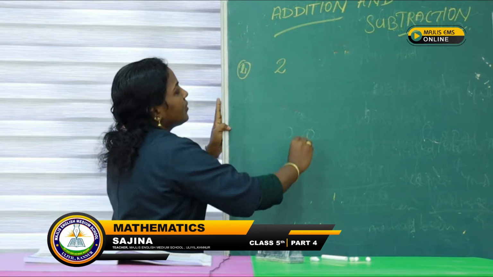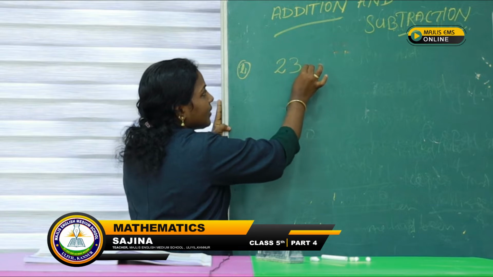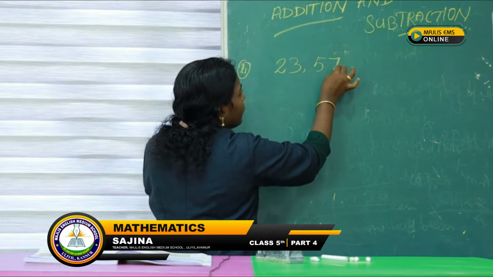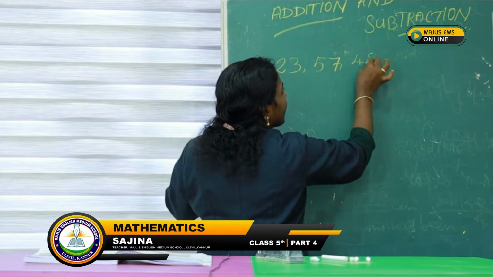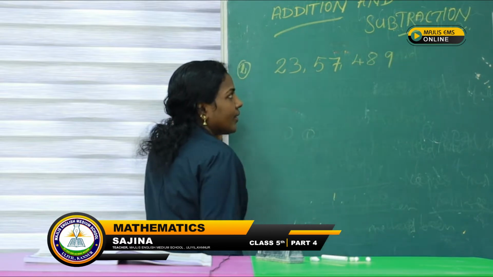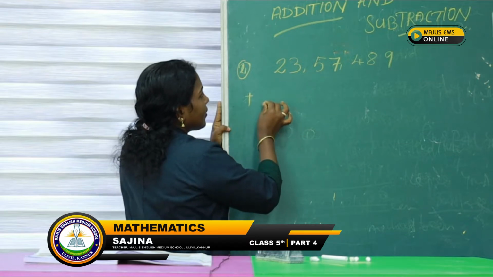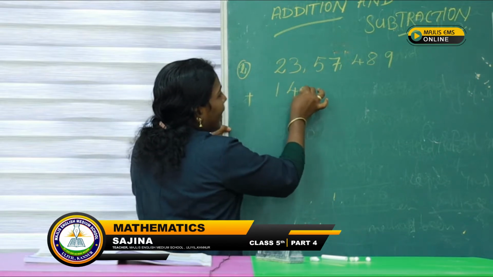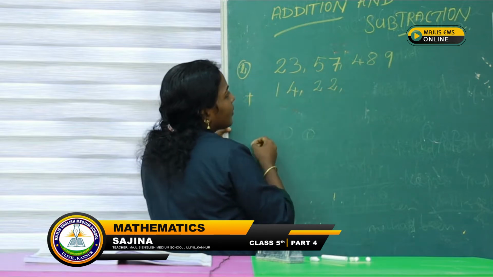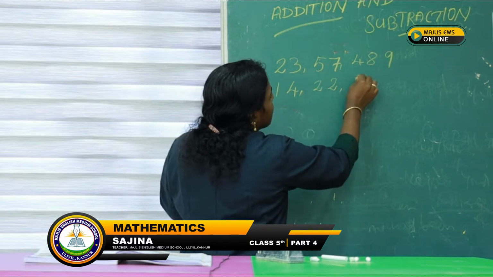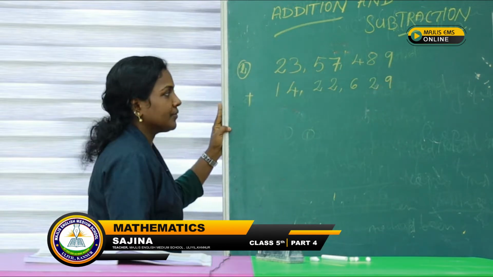Then next, the second question is 23,57,489 plus 14,22,629. Okay.